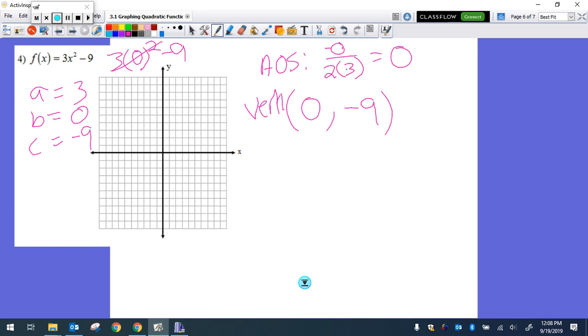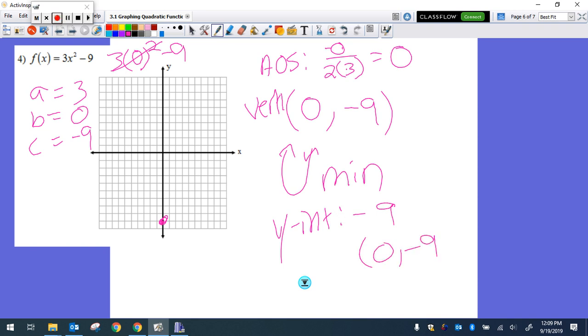So 0, down 1, 2, 3, 4, 5, 6, 7, 8, 9. Down here, that's my vertex. Because A is positive, it's going to open up, which means it's going to be a minimum. And my y-intercept is also at -9. So that would be at 0, -9. So this parabola is going to look something like that.